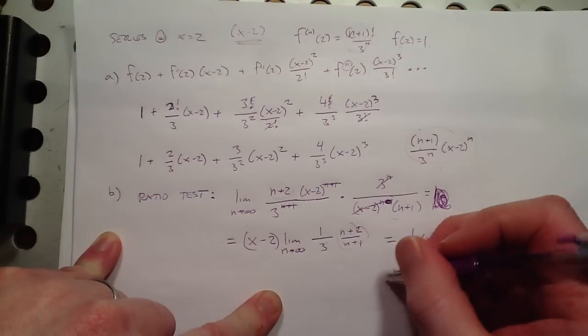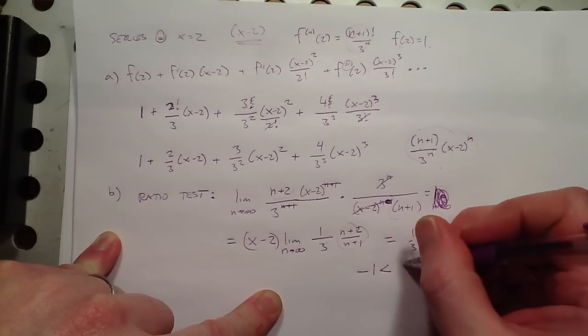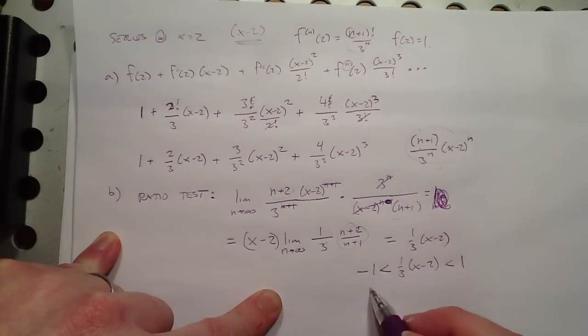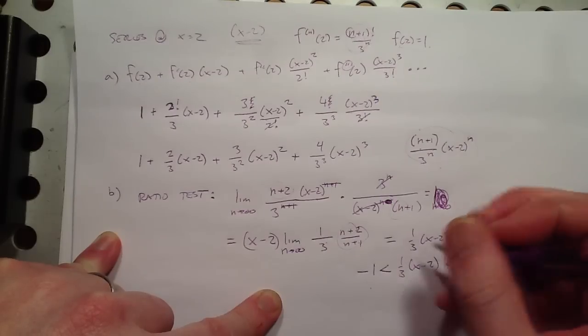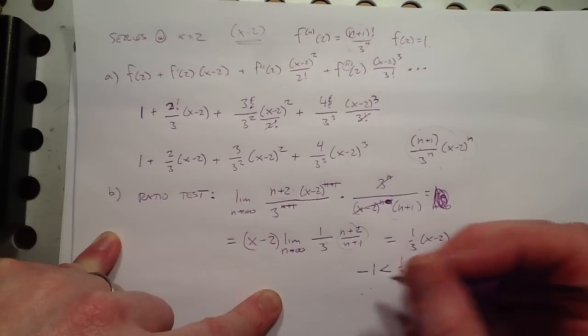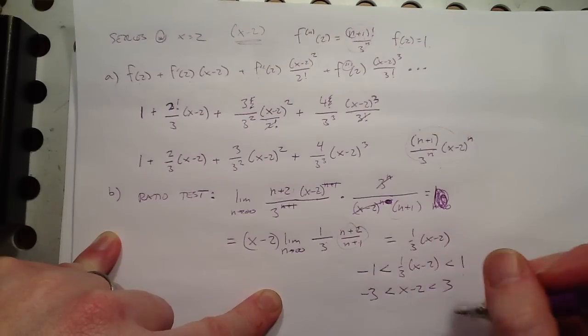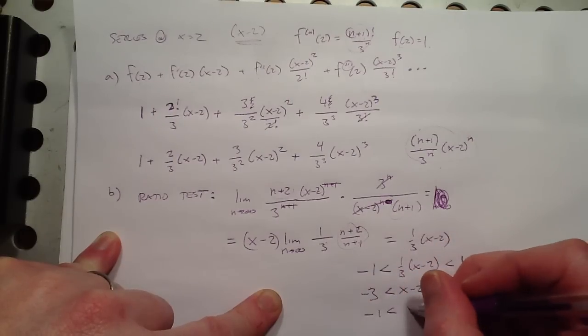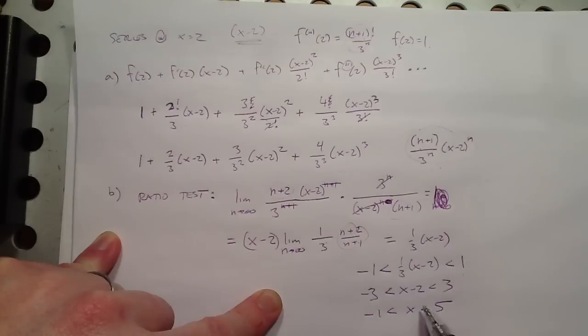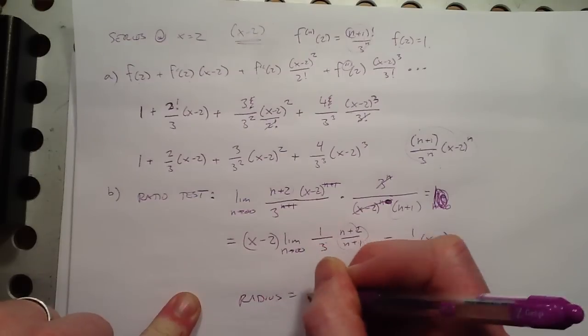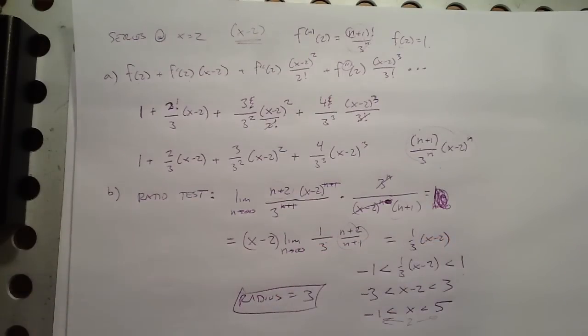And that means I need to sandwich this in between -1 and 1, doing a little bit of algebra here, multiplying each piece by 3, and then adding 2. So the radius of convergence, the center is at 2, so it looks like the radius is 3. That was fun.